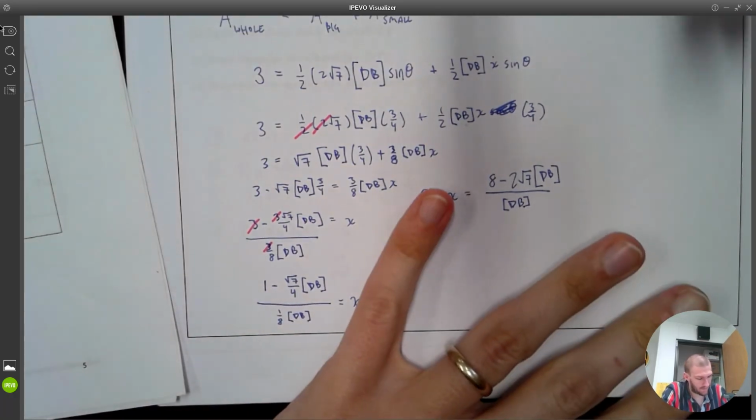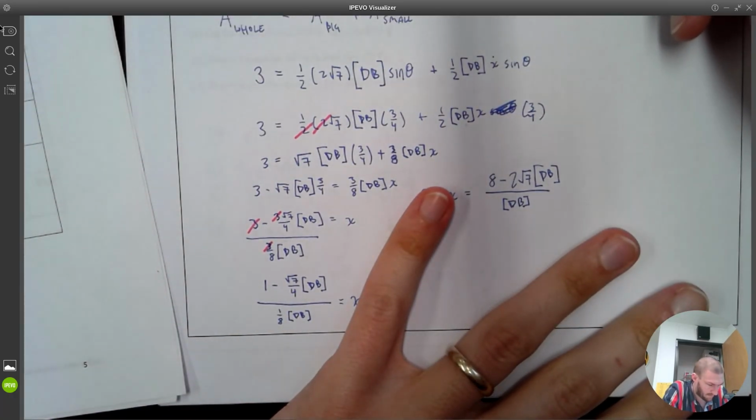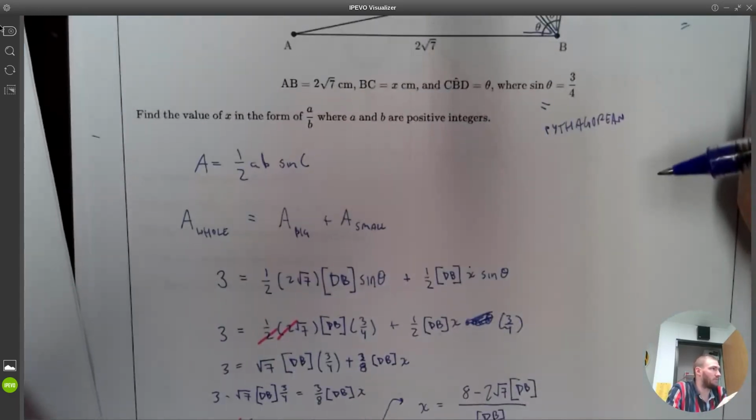All right, it seems like we need to use the Pythagorean identity. I'm not really sure how this is going to help, to be honest. But we'll just get into it and make it work.